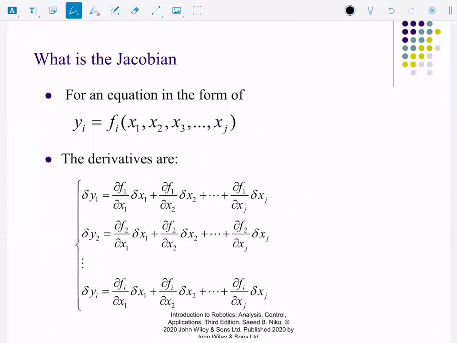Now this is the mathematical definition of the Jacobian, and I just want to give you a slightly more intuitive definition. Think about it like this. Imagine I have X, Y, and Z. This is the function, where Y is a function of X and Z. And I'm going to show this as a surface.